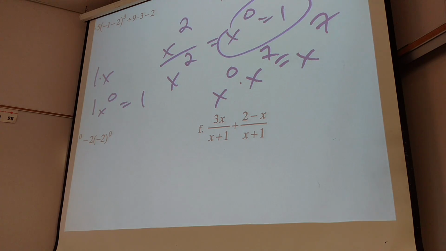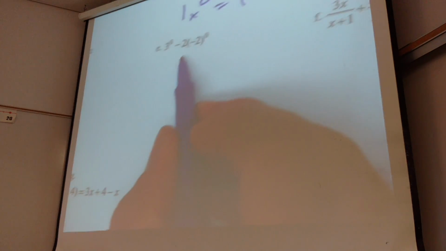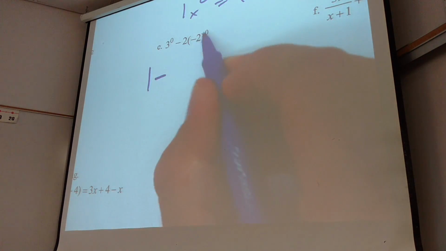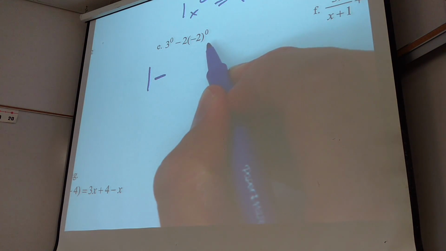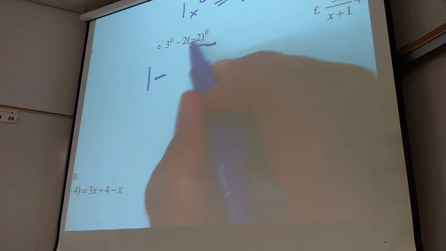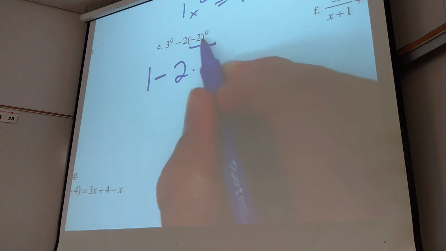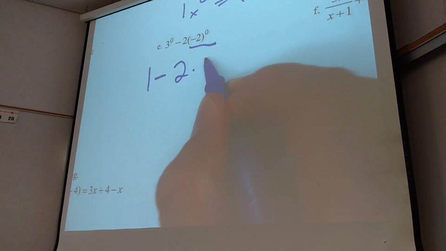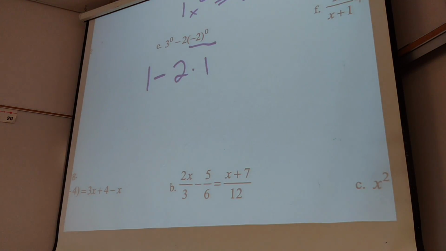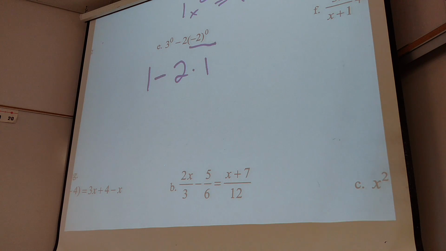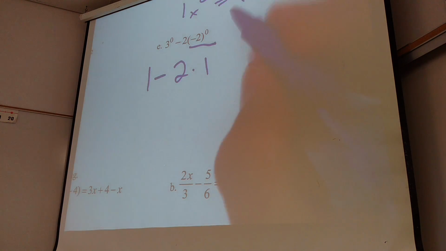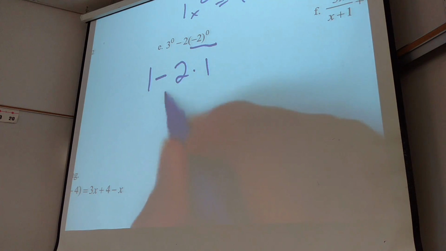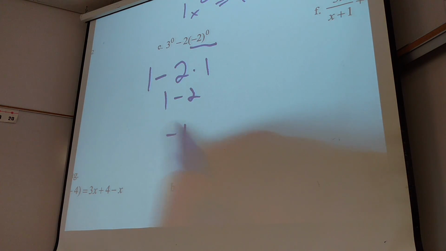Okay, so coming back to this problem here. 3 to the 0 is 1. Minus. Well, now what's being raised to the 0 power over here? This. So I get 1 minus 2 times 0. What's negative 2 to the 0? 1. Anything to the 0 power is 1. But it has to be raised to the 0 power. Is this 2 being raised to the 0 power? No, so it's still 2. And what's 1 minus 2? Negative 1.